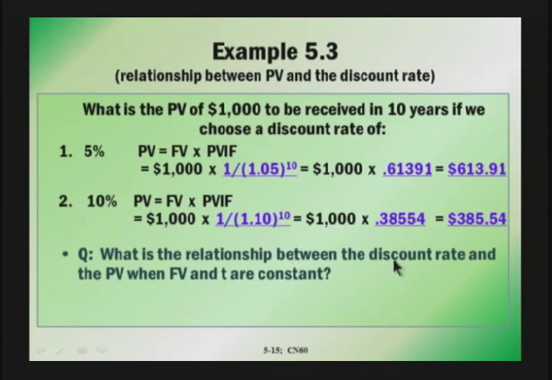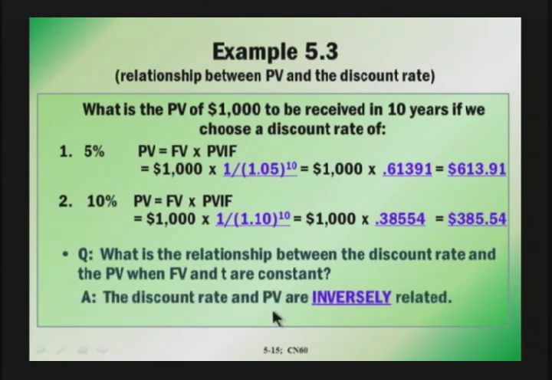So what's the relationship between the discount rate and the present value? How is that present value related to our discount rate when the future value is constant at $1,000 and t, the time involved, is constant at 10 years? Well, we see when we discounted at the higher 10% result, we got a lower present value. When we discounted at the lower discount rate, we got a higher present value. So certainly the discount rate and the present value are inversely related. When you discount at a higher rate, your present value will be smaller, everything else equal.